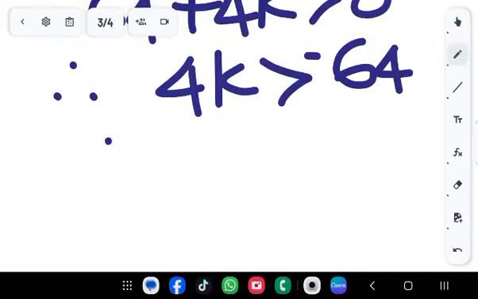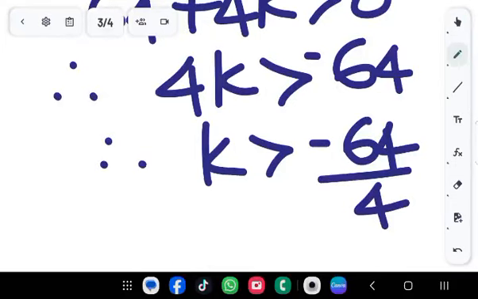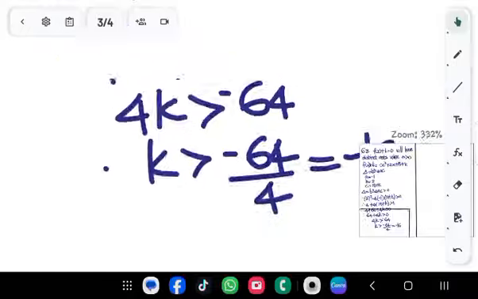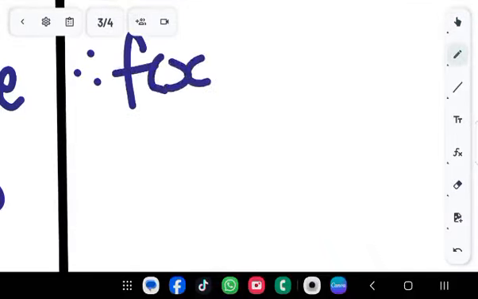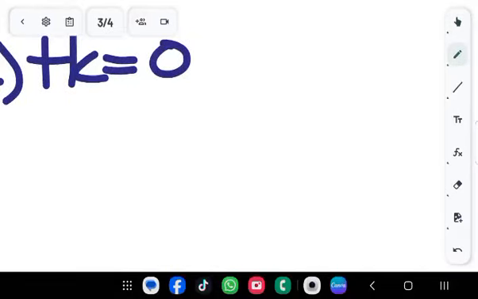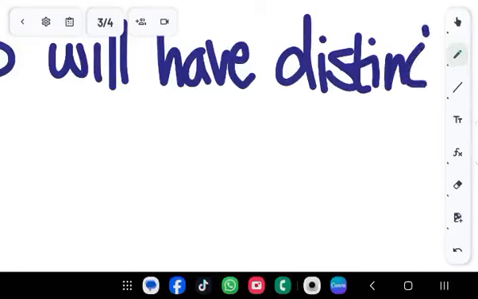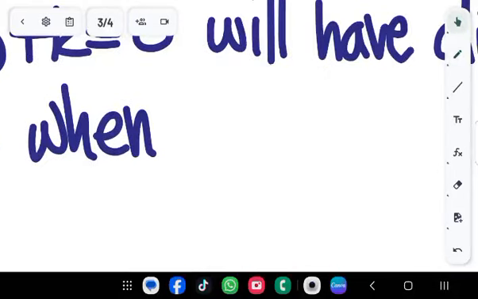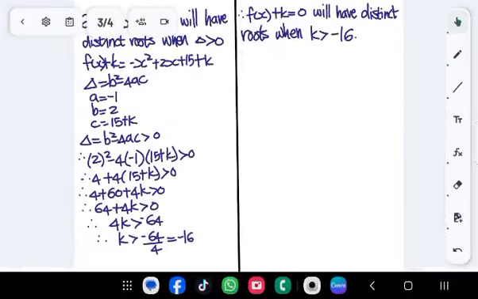All right, so now let's take everything that is not k to the right hand side. That is -64. Therefore, divide both sides by 4. That will be -64 over 4, which is equals to -16. Therefore, f of x plus k equals to 0 will have distinct roots when k is greater than -16. And that is how you answer questions on the parabola.